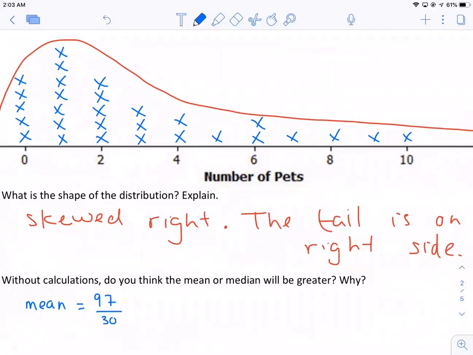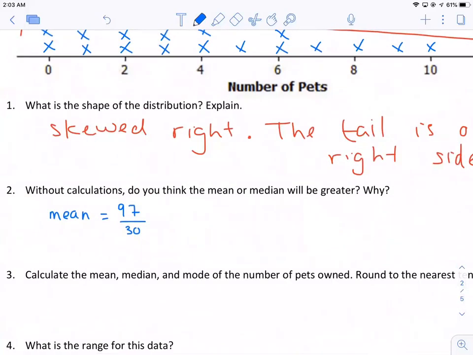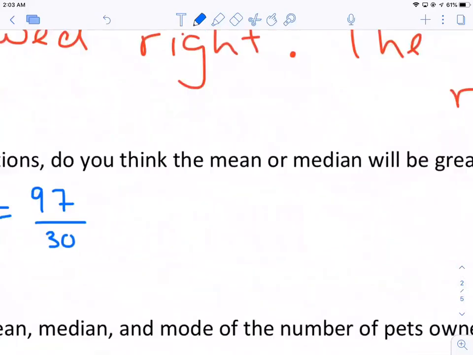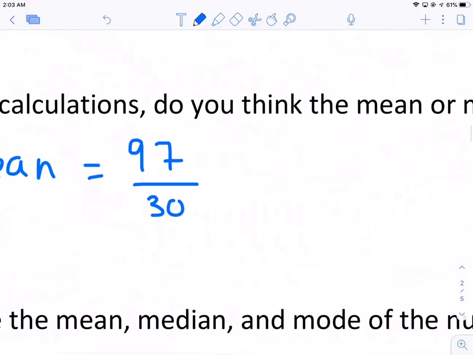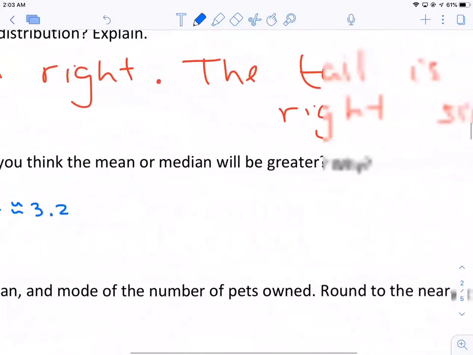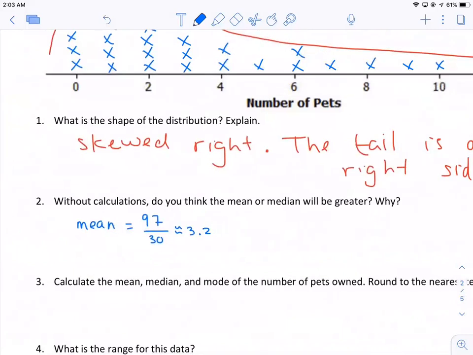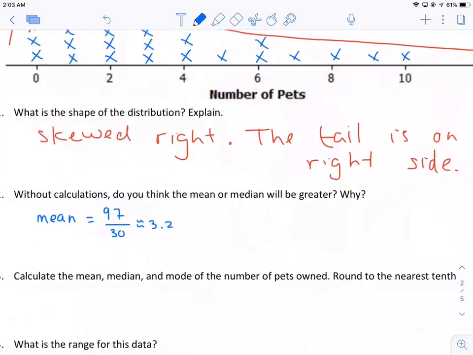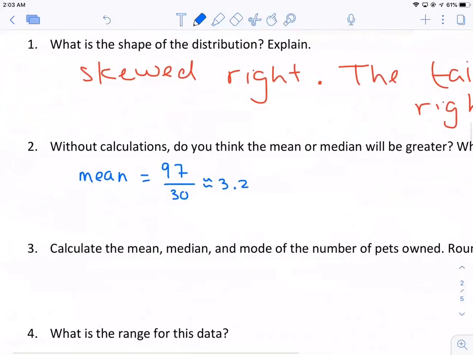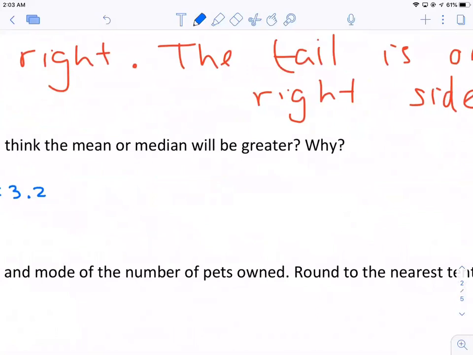And so there we go. Our mean is 97 over 30. And type it into a calculator. That's going to be about 3.2. It doesn't say to round, but let's round to the nearest tenth, and if we did, we get around 3.2. All right, so there's our mean. Let's figure out the median.